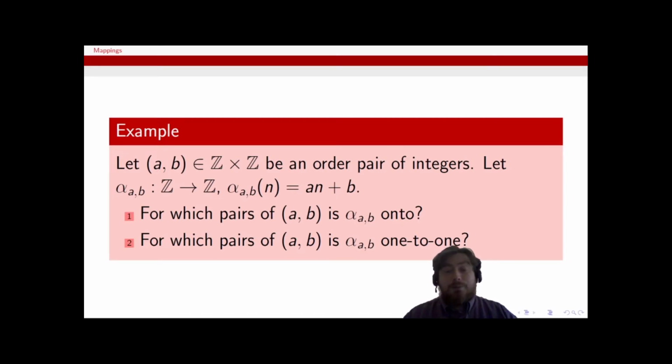So for example, if A was 1 and B was 2, I would get 1n plus 2. What I want to determine is for which pairs of A and B that mapping is going to be onto, and for which pairs of A and B it is going to be one-to-one. So we'll work through and figure out which of those are one-to-one and which of those are onto.